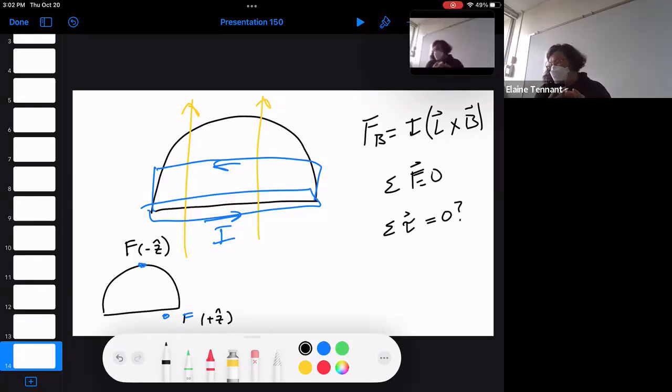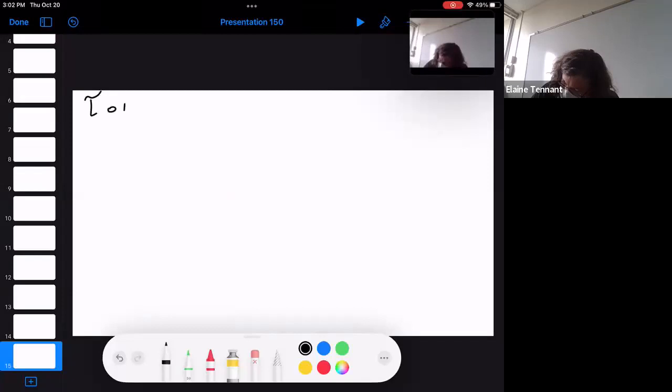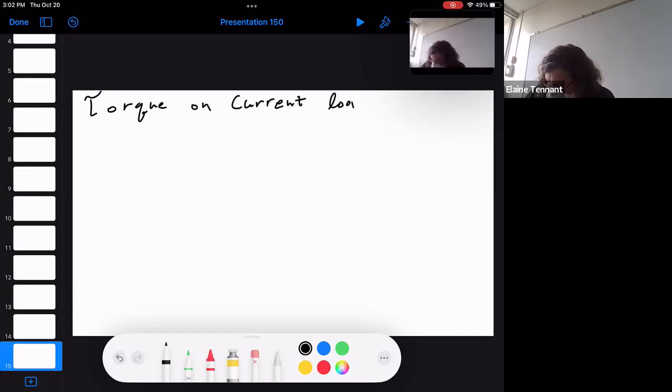And this is what we're going to talk about in the next 15 minutes: can we quantify how much torque there will be on a loop of current carrying wire? Which we kind of already did because we did the integral. But now let's do an easier problem. Torque on a current loop in a B field.